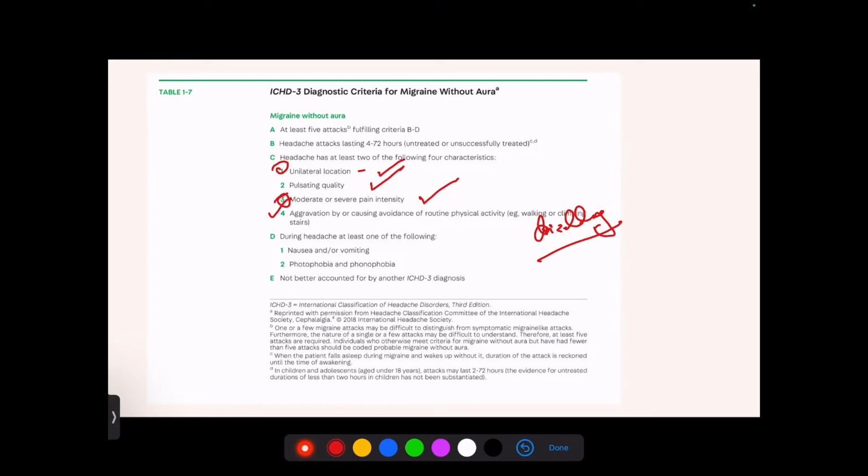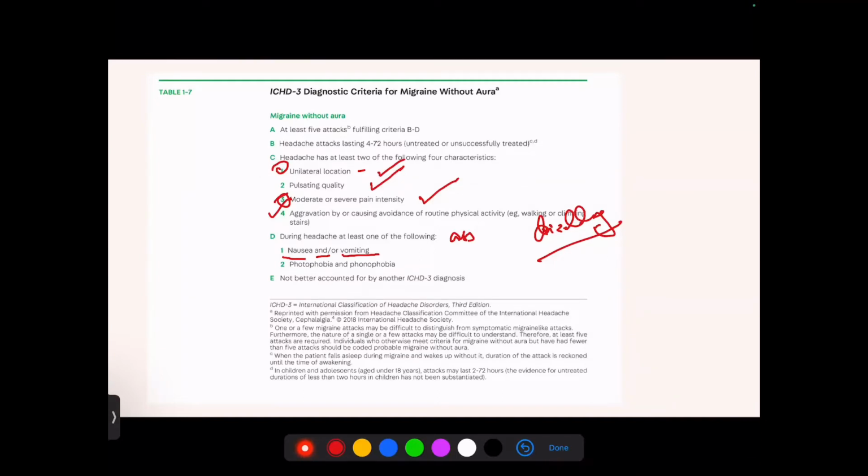Also, there are associated features of migraine, including nausea and or vomiting. It means one of or either of these two. So if somebody is feeling nauseated and vomiting with their headache, then you make the diagnosis that they are probably having migraine, as the criteria is fulfilled.